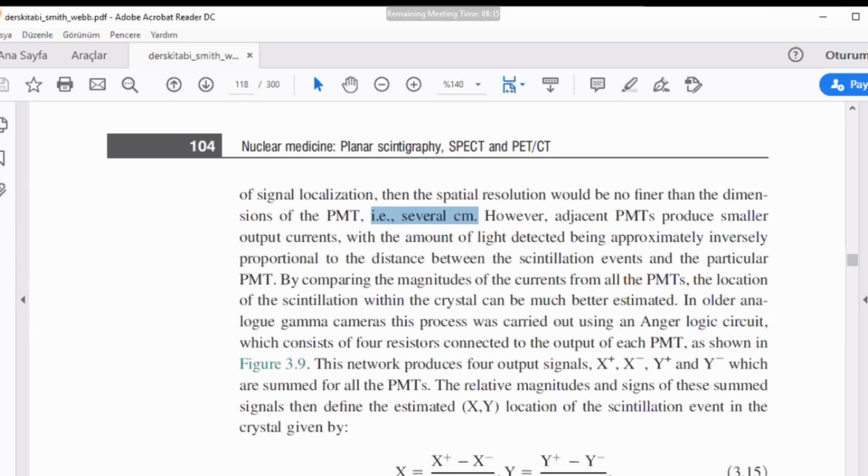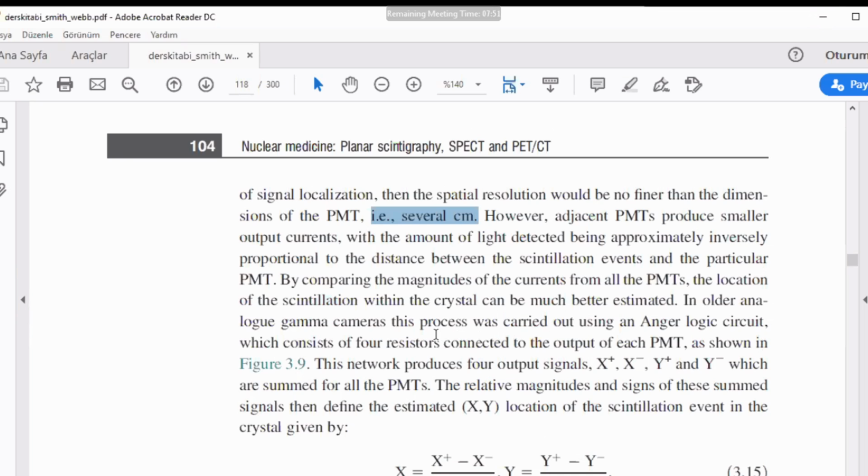But adjacent PMTs produce smaller output currents, with the amount of light detected being approximately inversely proportional to the distance between the scintillation event and the particular PMT. By comparing the magnitude of the currents from all PMTs, the location of the scintillation within the crystal can be much better estimated.